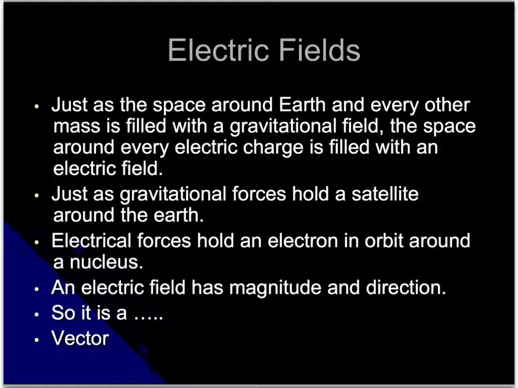So if you have a positive charge, like a cation, or a negative charge, like an anion, you'll have an electric field associated with that. Just as a gravitational force holds a satellite around the Earth, electrical forces hold an electron in orbit around the nucleus. So basically what I'm trying to show you here is they both work the same way. Gravitational fields and electrical fields both work as fields around an object holding things in place. An electric field has magnitude and direction, so it is also considered a vector.